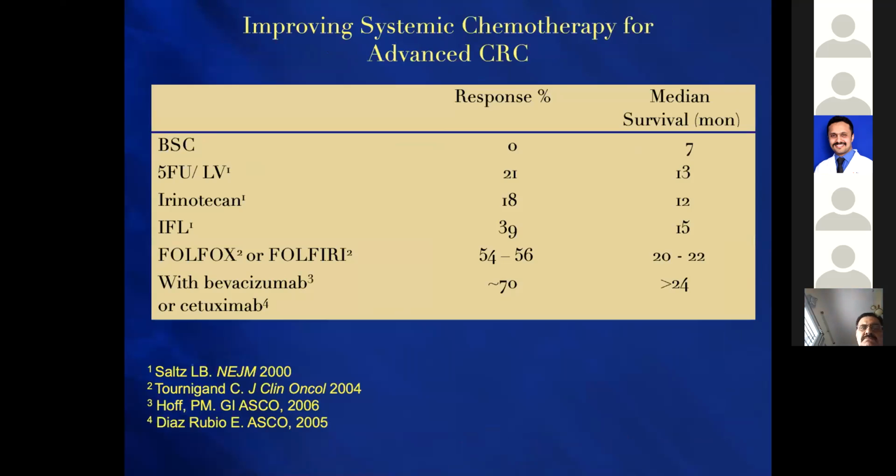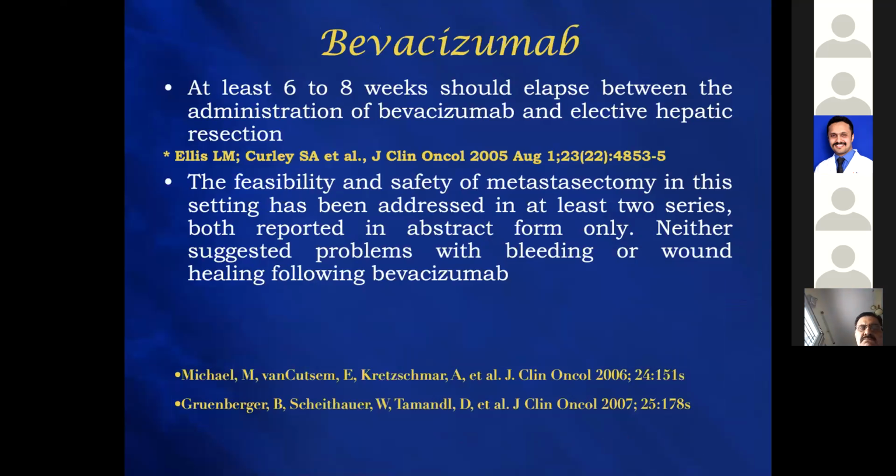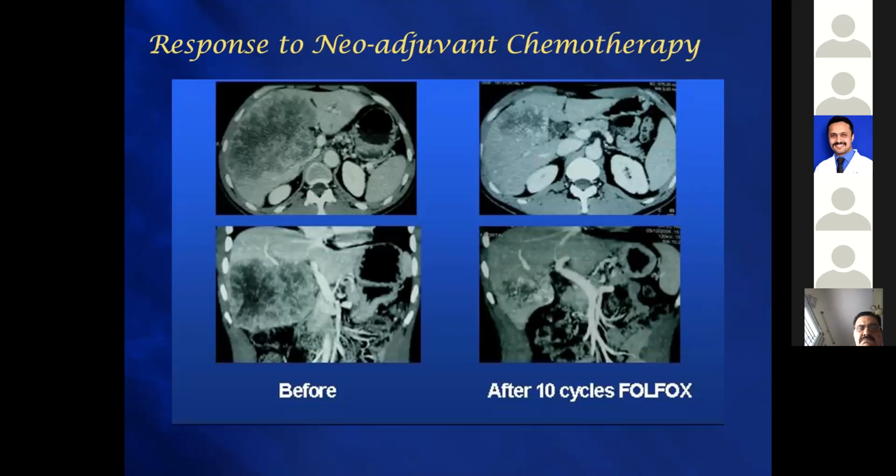Okay, so the same thing is again put here. Avastin can also be considered for chemotherapy, cetuximab, but you have to wait for 6 to 8 weeks between the administration of bevacizumab and liver surgery. As you can see, the response before chemotherapy and after 10 cycles of FOLFOX, how much response, and the tumor becomes resectable, neoadjuvant chemotherapy.